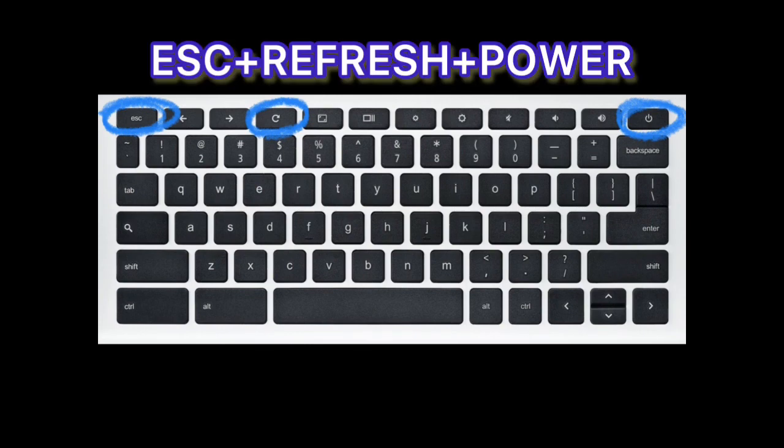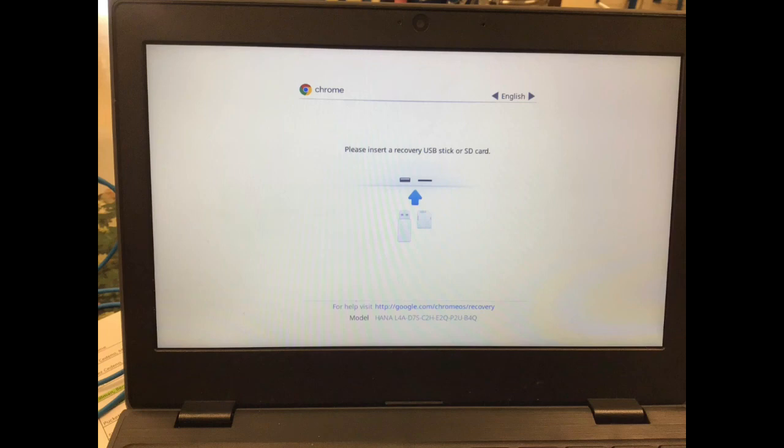To start the reset, you're going to press Escape, Refresh, and Power on your Chromebook. You're going to press all three of those at the same time. When you press and hold those buttons together, this screen is going to come up. When you see this screen come up that says please insert a recovery USB stick or SD card, you're going to press Control D.